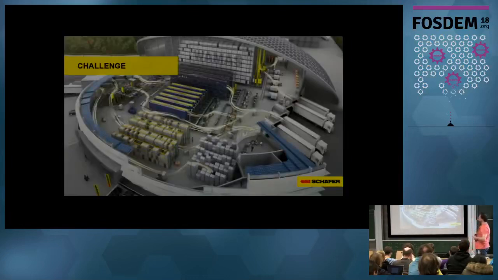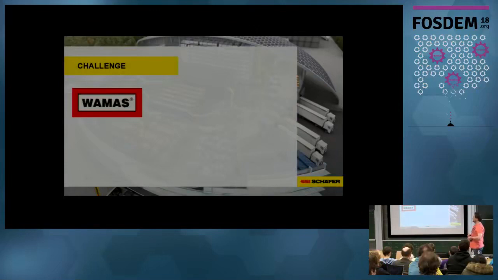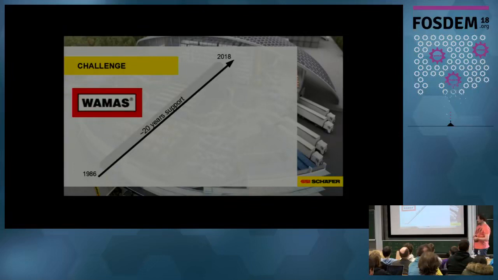For the challenge, when SSE Schäfer is creating a warehouse for a customer, like this one, or not like this one, but similar, there is a software necessary to run this warehouse. This software is called WAMAS, short for Warehouse Management System. This is a challenge by itself. I'm not talking about that, but another challenge is a warehouse usually does run for a long time, up to 20 years, sometimes even more. This is true for the software as well.